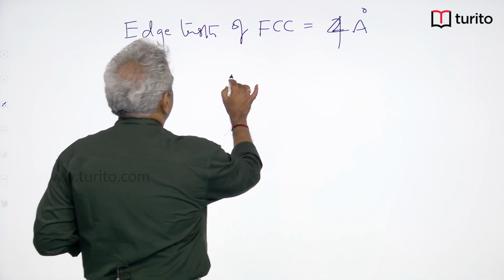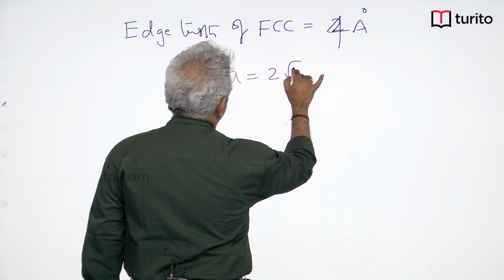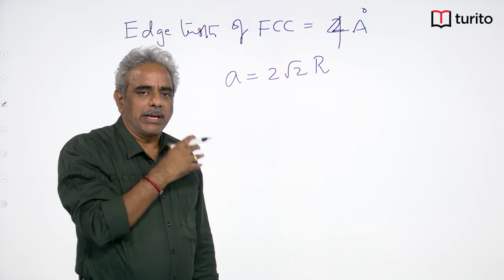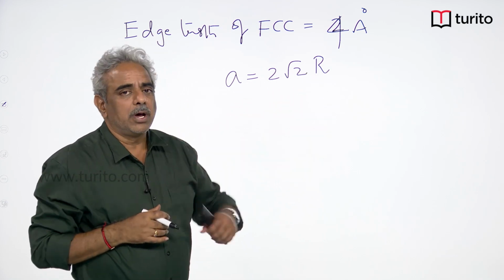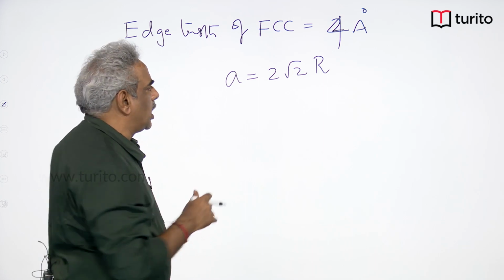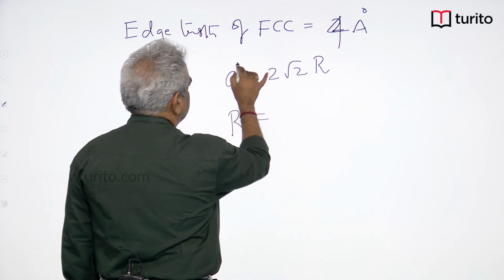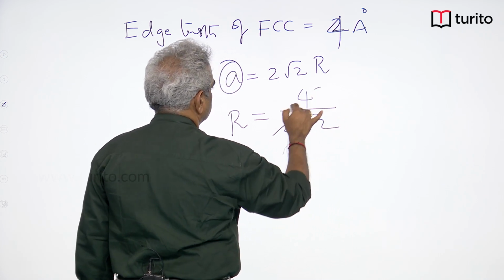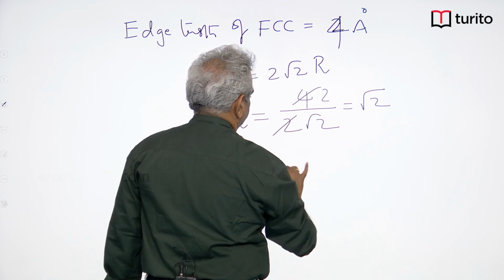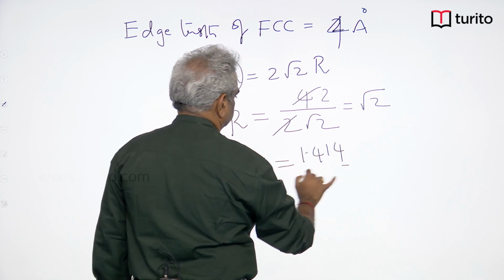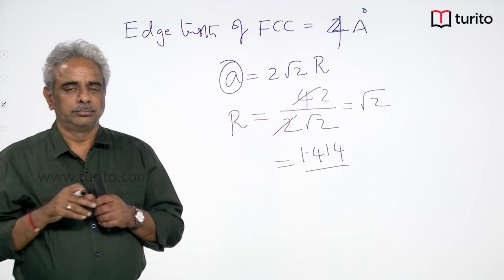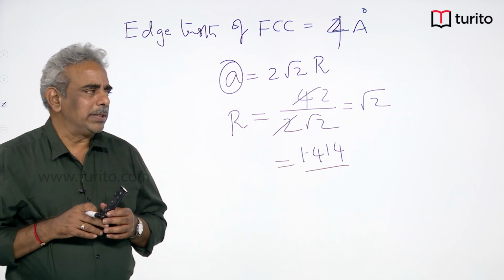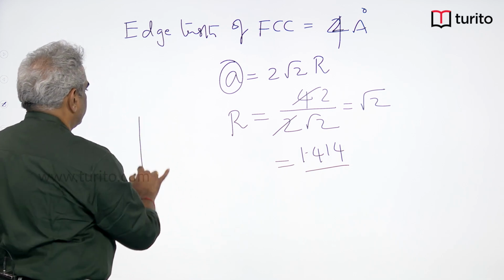Suppose we know that A is equal to 2 root 2 R, where R is the radius of the sphere making the FCC. This rule is for only FCC. So, R is equal to, edge length is given as 4 angstroms, 4 by 2 root 2. This goes 2 times root 2. As simple as this. And I told you one thing, in FCC unit cell, the face looks like this.